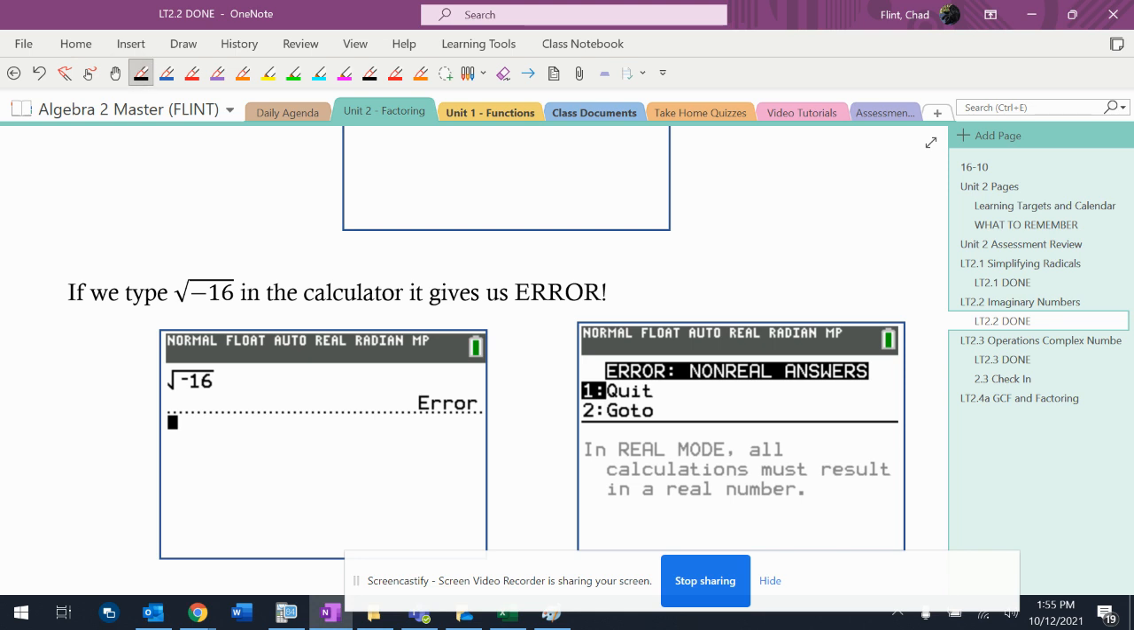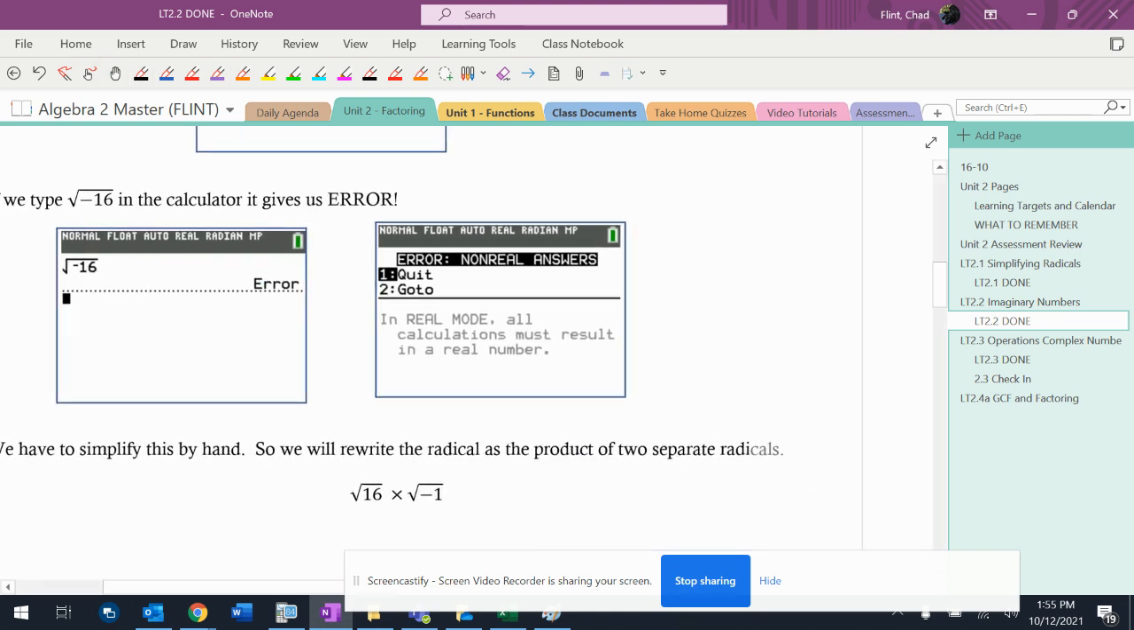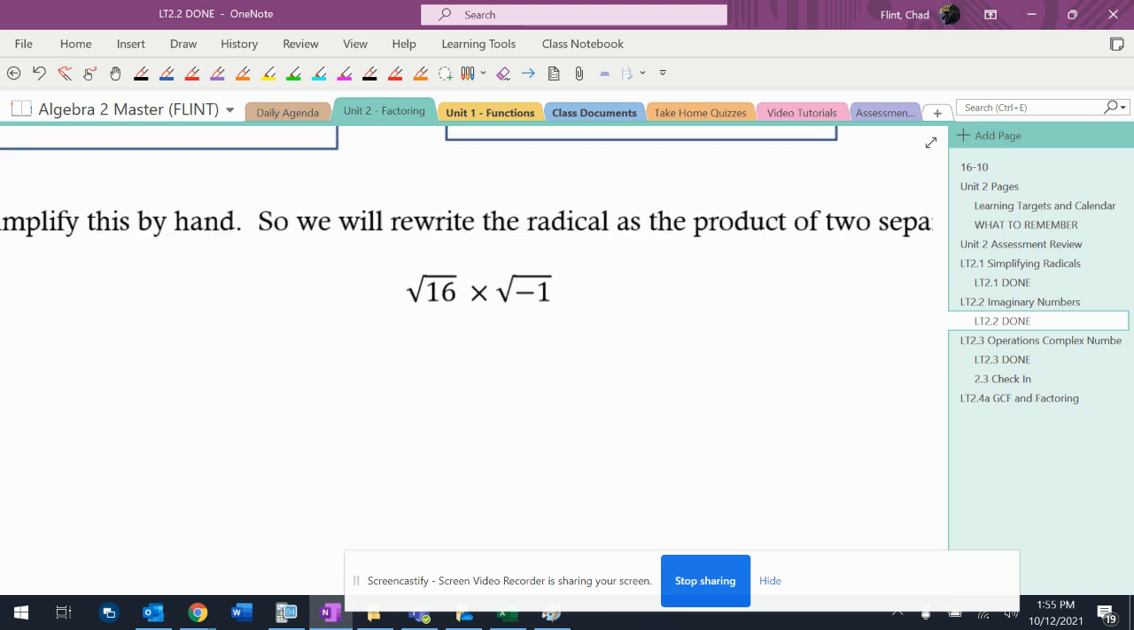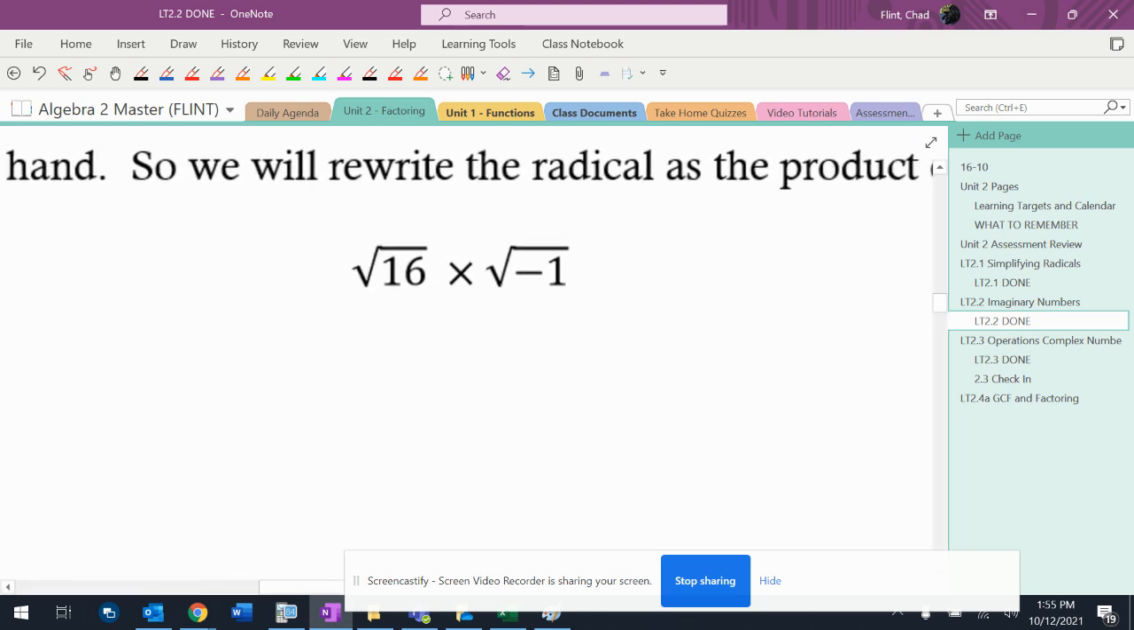So we're going to take what we did last lesson, where we split radicals up into factors, and use that to answer this question. We take the square root of negative 16 and split it into the square root of 16 and the square root of negative 1. What I know is that the square root of negative 1 is i, and the square root of 16 is 4. So it's 4i.